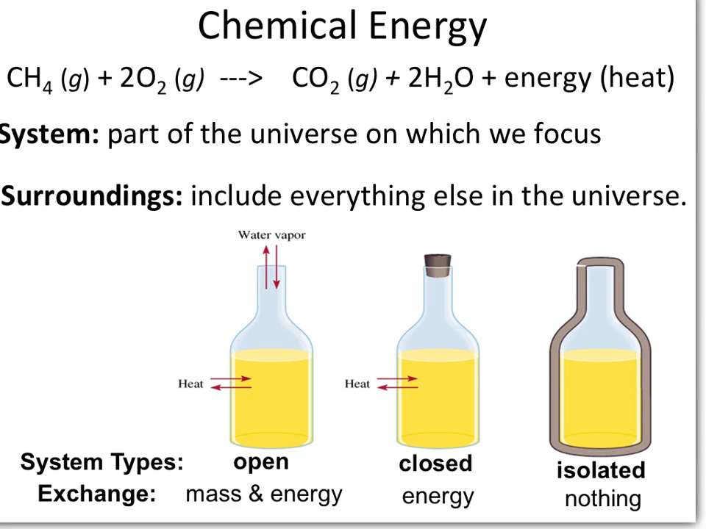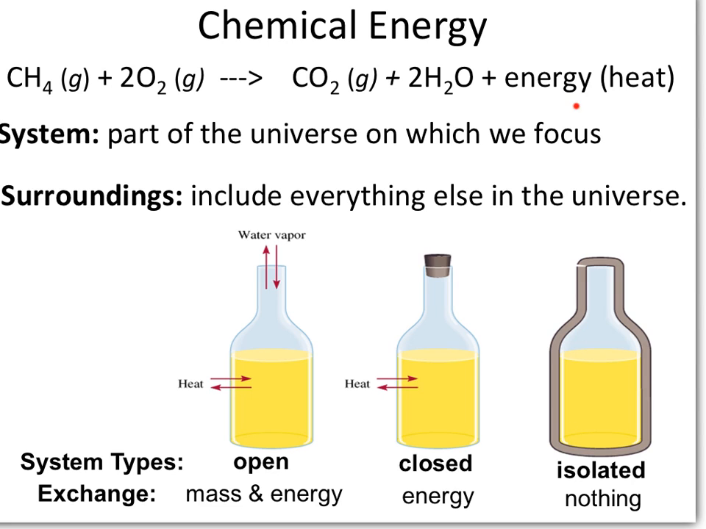There are also different system types. With an open system, heat can be exchanged as well as mass or matter, so things can leave the container. A closed system doesn't allow for mass exchange to occur. Because it's closed, only heat can be exchanged. And an isolated system is one in which, theoretically, neither heat in the form of energy nor the mass of the substances inside the container would be able to leave.